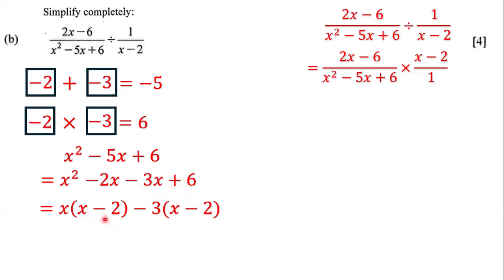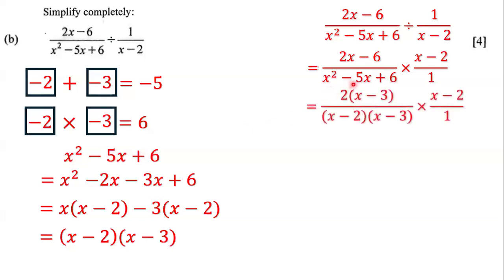Notice that x minus 2 is a common factor in both of these terms. So we're going to factor out x minus 2, and what we have left is x minus 3. And so we have x minus 2 multiplied by x minus 3. This is the factored form of this expression. So instead of writing x squared minus 5x plus 6, we write its factored form, which is x minus 2 times x minus 3.